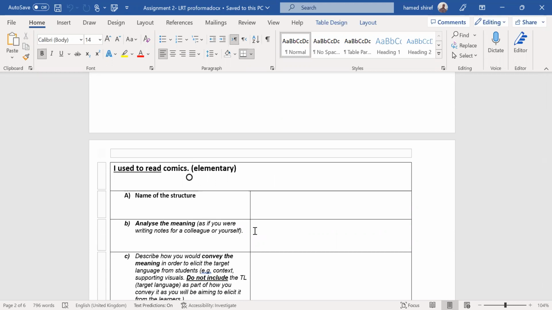So just make sure to read the model sentence carefully and make sure to analyze it accurately so you can avoid resubmitting your assignment.